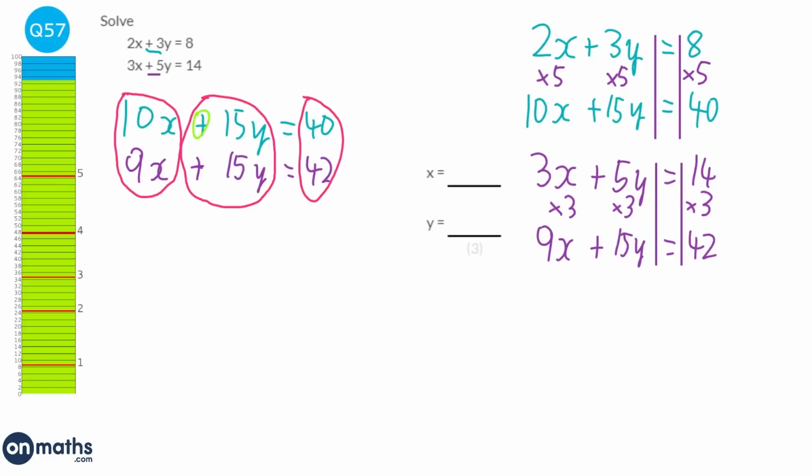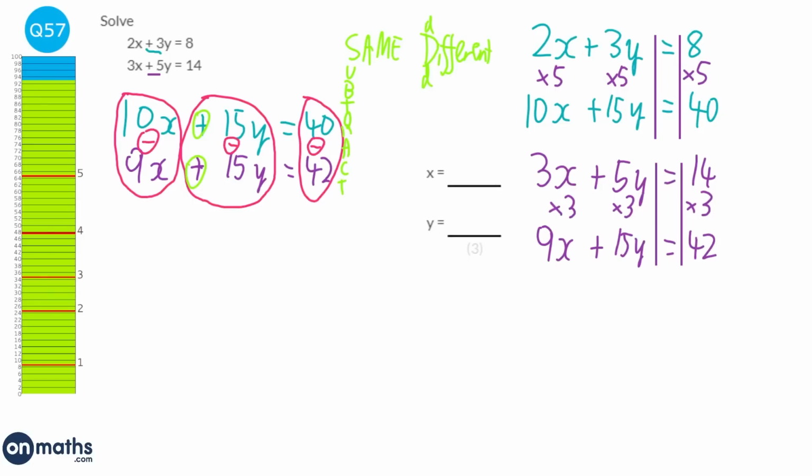Now, with these signs, if they are both the same, we subtract. If they are both different, we add. Now looking at them, they are both pluses, so they are the same, so we are going to subtract. And we don't just subtract these, we subtract all of them.